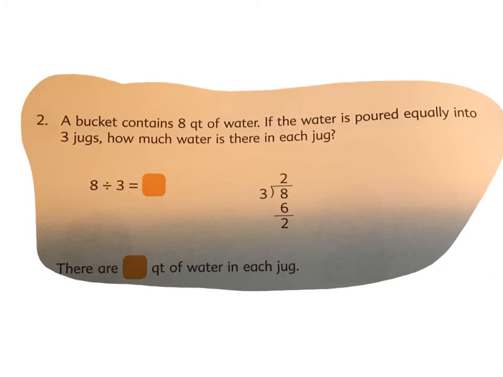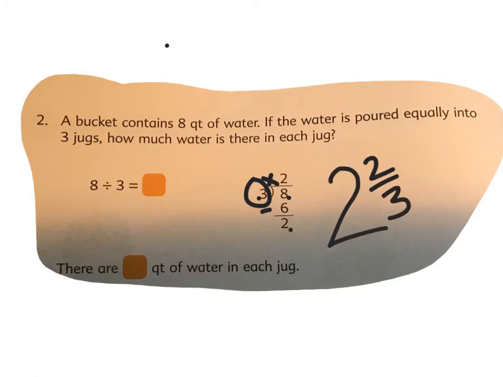You could do it the traditional way like this. How many times does 3 go into 8 without going over? So 2 times. So 2 times 3 is 6. Subtract, you have 2 pieces left over. Always keep the denominator the same. So 2 and 2/3.